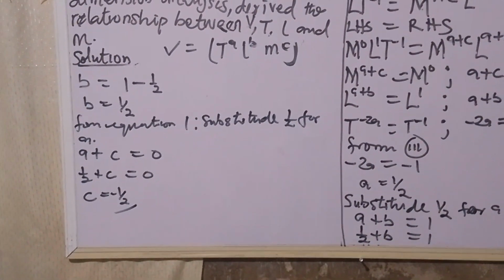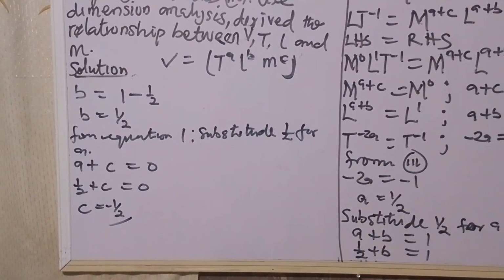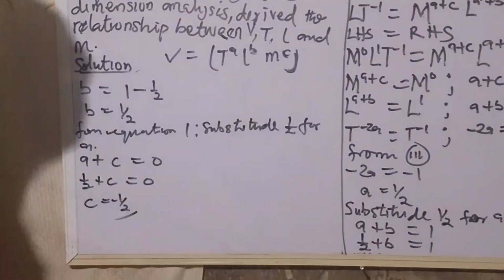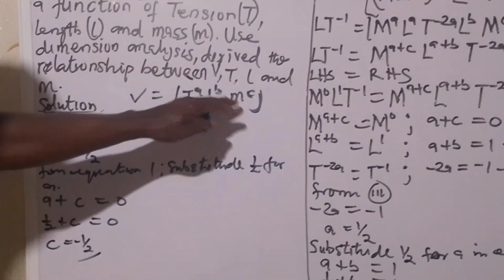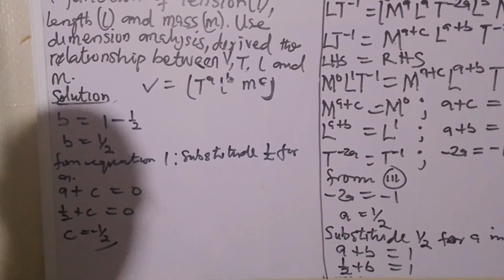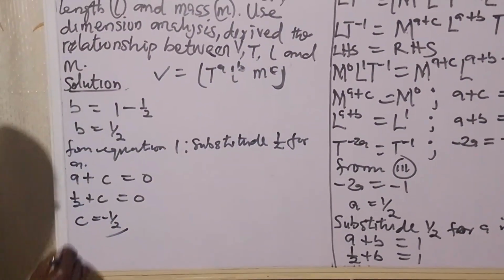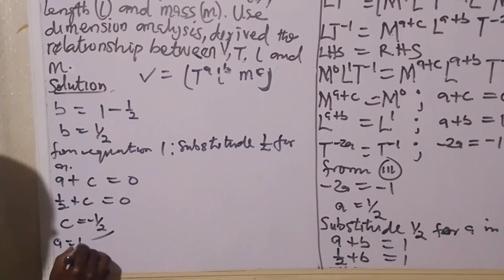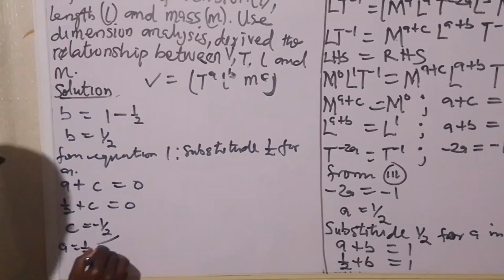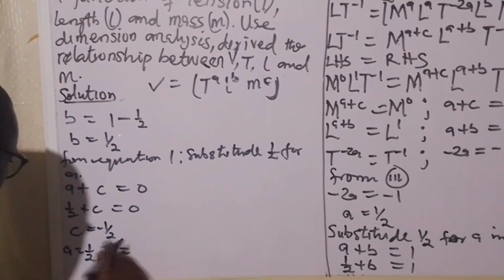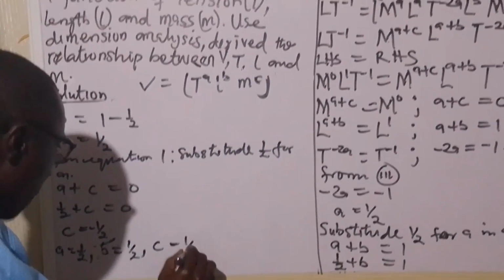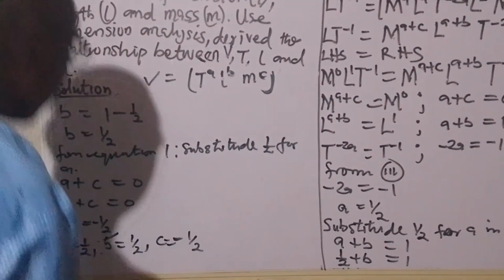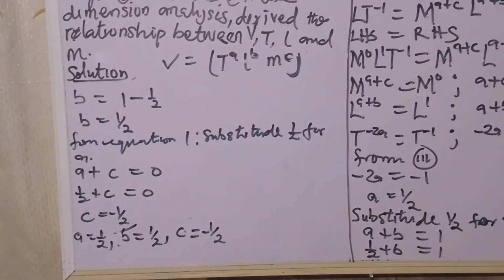Now, the three variables that we slotted into the equation from the beginning, which are A, B, C, we got the answer for the three variables now: A is equal to half, B is equal to half, and C is equal to minus half.